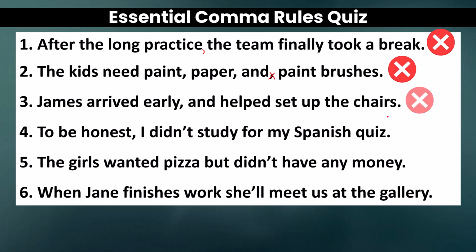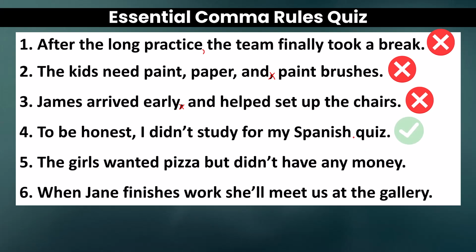Number 3 is also incorrect. James arrived early, comma, and helped set up the chairs. This comma is incorrect. We don't use a comma in this sentence, and that's because helped set up the chairs is not an independent clause because there is no subject before the verb. And we only place a comma before the coordinating conjunction in between two independent clauses.